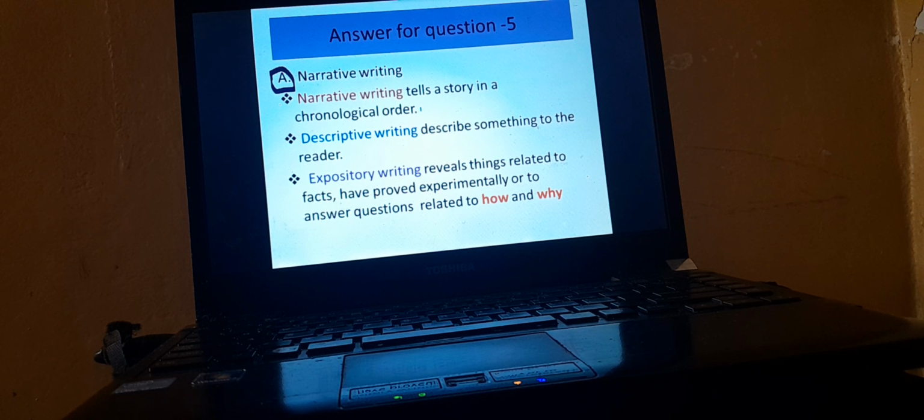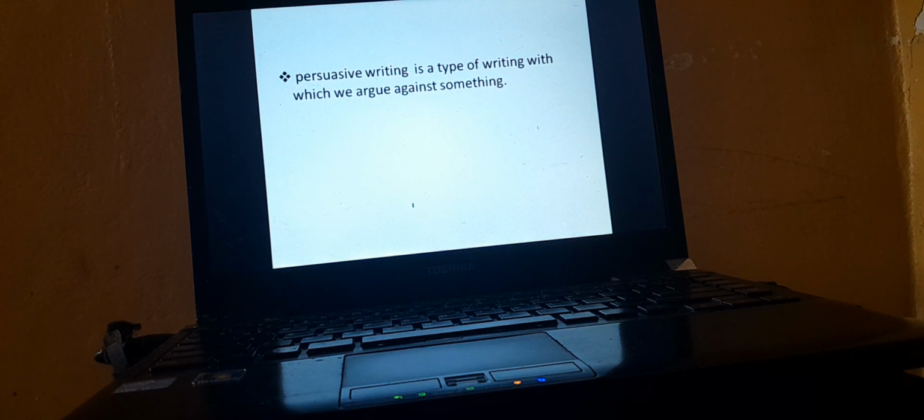Narrative writing tells a story in chronological order, and descriptive writing describes something to the reader, and expository writing reveals things related to facts that have been proved experimentally, or answers questions related to how and why. Persuasive writing is a type of writing with which we argue for or against something.